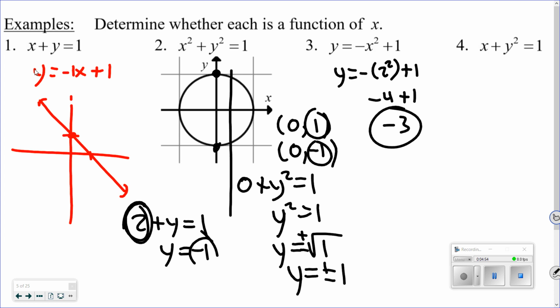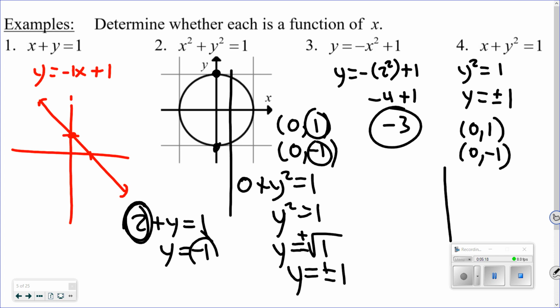This one, x plus y squared equals 1. Let's plug in a number. If I put 0 in for x, I'd get y squared equals 1. Take the square root, y equals plus or minus the square root of 1, which is 1. That means I got two answers back out. I put 0 in for x and I got 1 back out. Put 0 in for x and I got negative 1 back out. So it can't be a function. For one x, there's two y's.